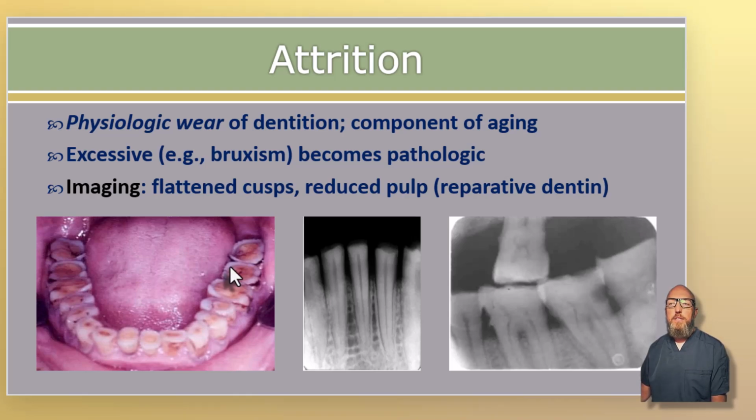All right, attrition is a term for physiological wear of dentin. What do I mean by physiologic versus not? Physiologic is normal wear, so chewing, grinding, eating food. In fact, diet abrasiveness may help contribute to this, but physiologic means it's wearing against other teeth.